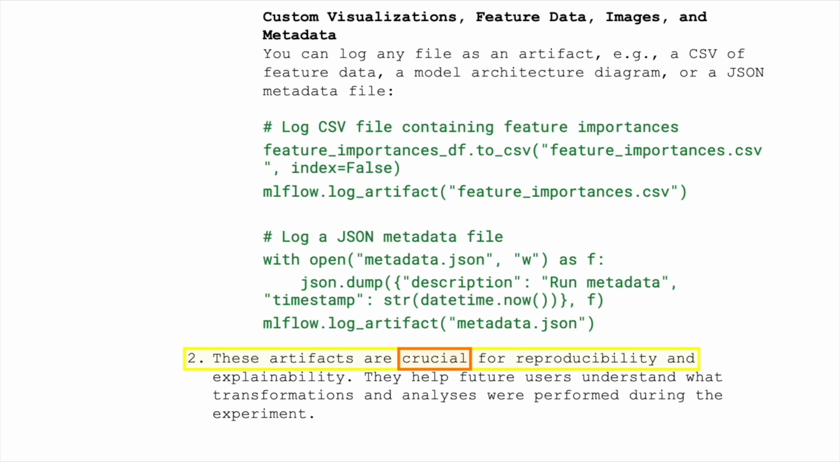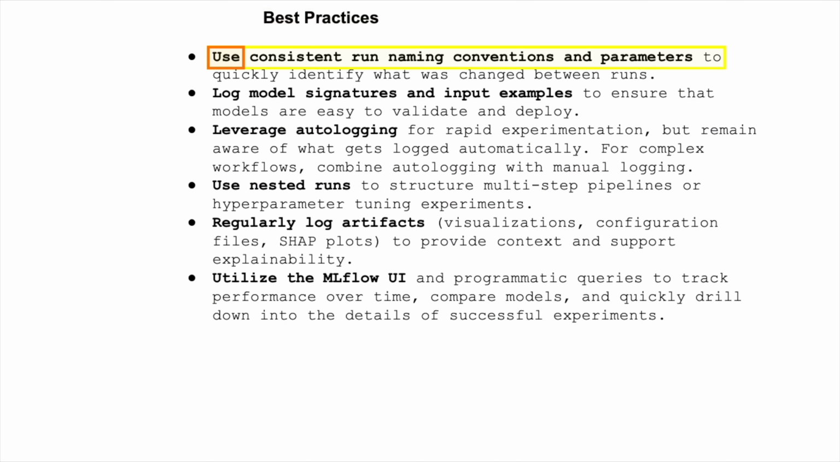These artifacts are crucial for reproducibility and explainability. They help future users understand what transformations and analyses were performed during the experiment. Best practices: use consistent run naming conventions and parameters to quickly identify what was changed between runs. Log model signatures and input examples to ensure that models are easy to validate and deploy.